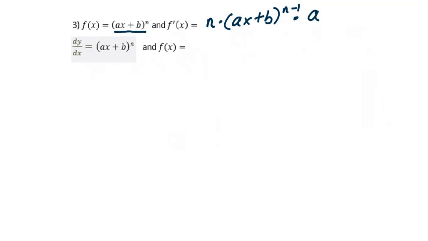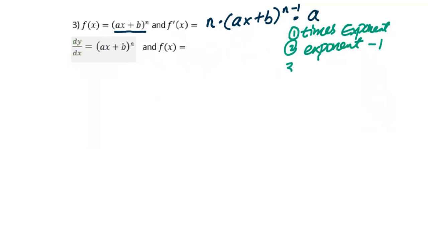Now write down the order. First of all, you times the exponent. Second step, exponent minus 1. Third step, you times the coefficient, that's a.